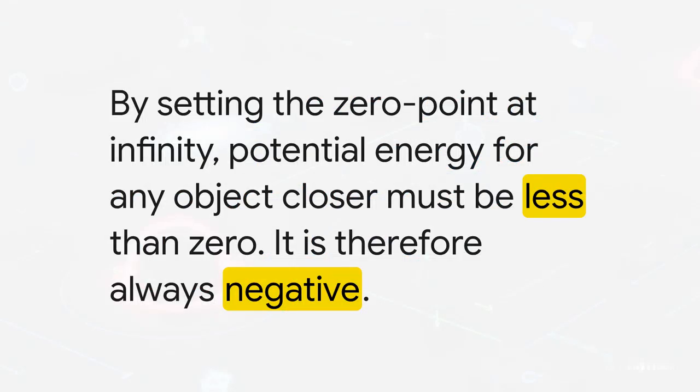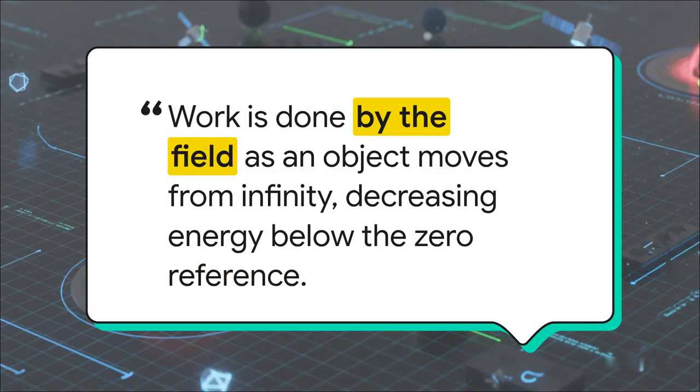And this is where things get a little weird, but it's so important. If we define zero potential energy as being infinitely far away, then the potential energy of any object closer than infinity has to be less than zero. It must be negative. And that is the answer to our puzzle from the beginning. Here's how to think about it. Picture an asteroid way out at infinity. It has zero potential energy. Now, as it starts to fall toward Earth, what's doing the work? The gravitational field is. It's pulling the asteroid in. Since the field is doing the work, the asteroid is losing potential energy relative to where it started. And if you start at zero and lose energy, you end up with a negative number.